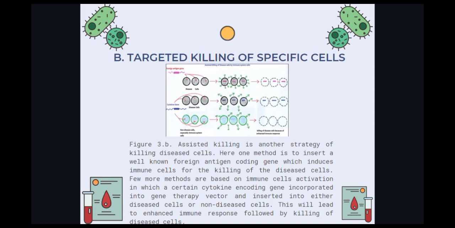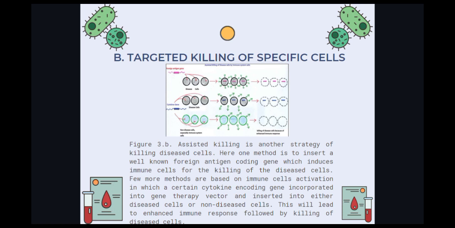In Figure 3.b, assisted killing is another strategy of killing disease cells. Here, one method is to insert a well-known foreign antigen coding gene, which induces immune cells to kill the disease cells. A few more methods are based on immune cell activation, in which a certain cytokine encoding gene is incorporated into a gene therapy vector and inserted into either disease cells or non-disease cells. This will lead to an enhanced immune response followed by killing of disease cells.